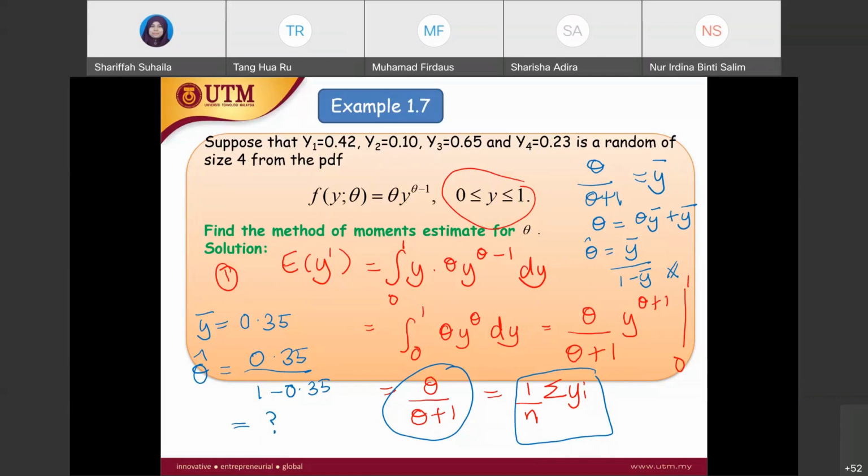Okay, boleh ya? So this one. Okay, find your expected value. Okay, and then set the first parameter that you want to solve, expected value of y to the power 1. So it just has 1 over n summation y. And then selesaikan. Okay, so that was example 1.7.